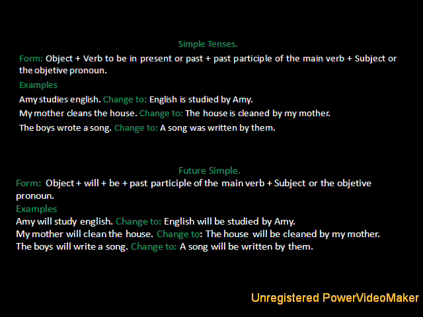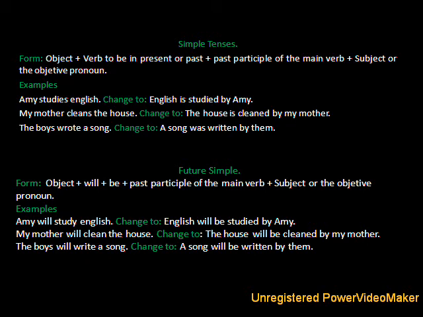Now we have the simple tenses. The form is object plus verb to be in present or past plus past participle of the main verb and the subject or the objective pronoun. Examples: Amy studies English. That will change to English is studied by Amy. Or my mother cleans the house will change to the house is cleaned by my mother. The boys wrote a song changes to a song was written by them.